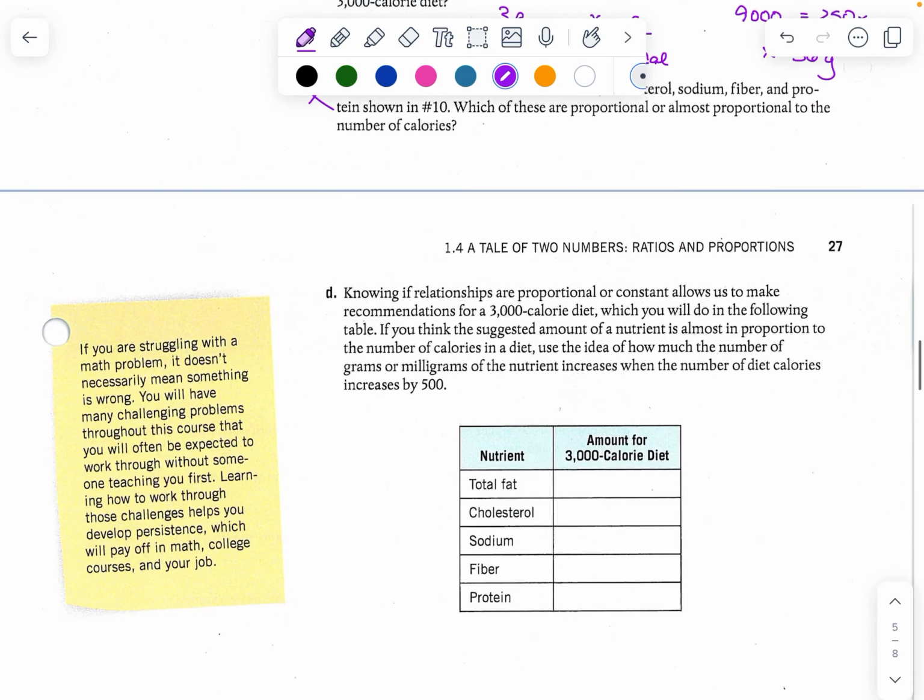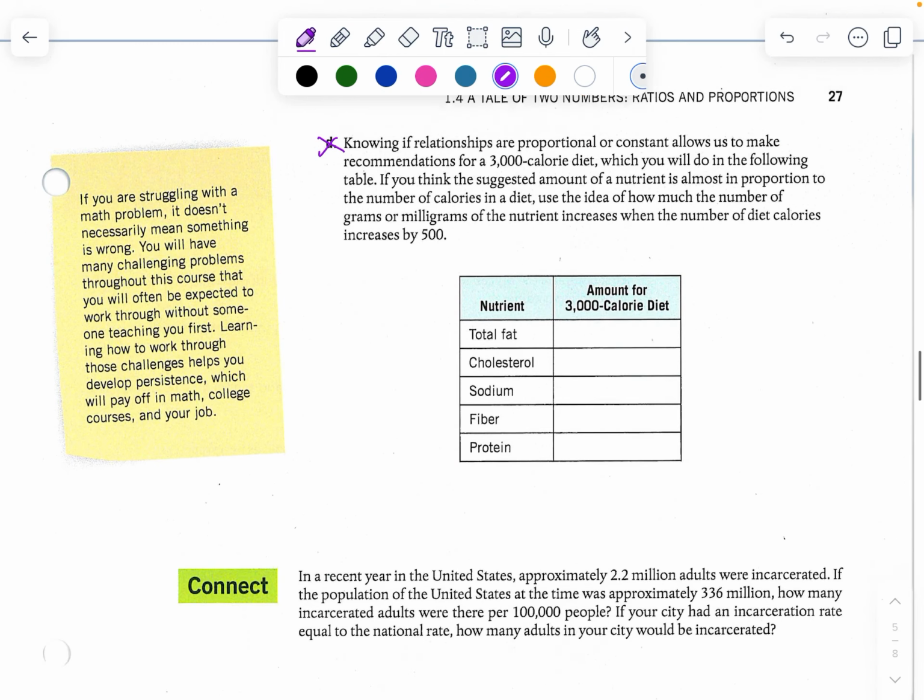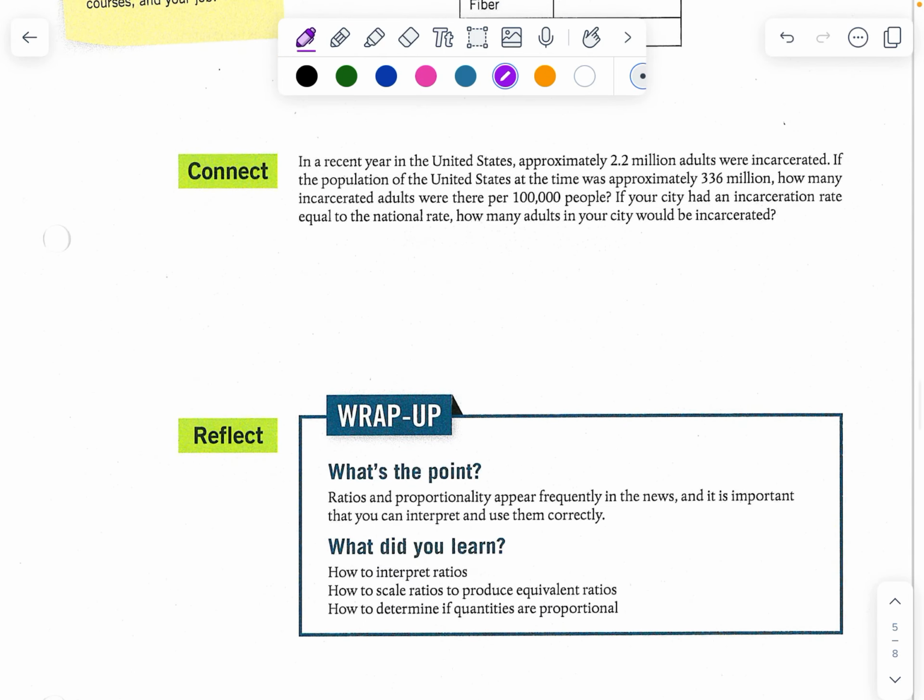We're going to skip both part C and part D and instead jump to the connect. In a recent year in the U.S., approximately 2.2 million adults were incarcerated. If the population of the U.S. at the time was approximately 336 million, how many incarcerated adults were there per 100,000 people? So right now we know 2.2 million, and I'm going to use that as the label. Those are the incarcerated, and that's per total population, 336 million.